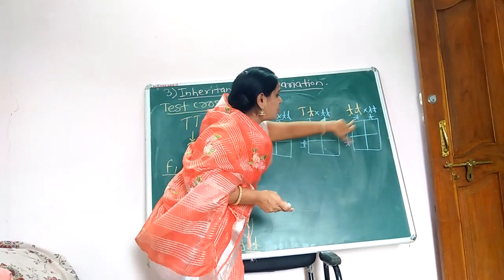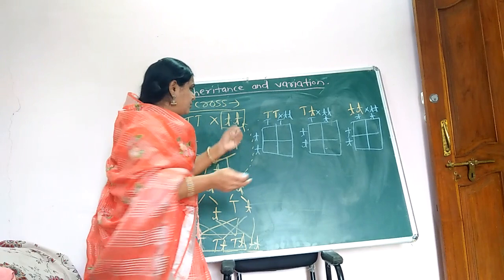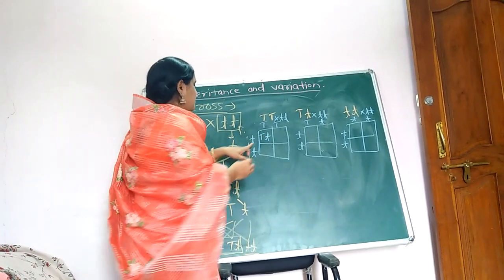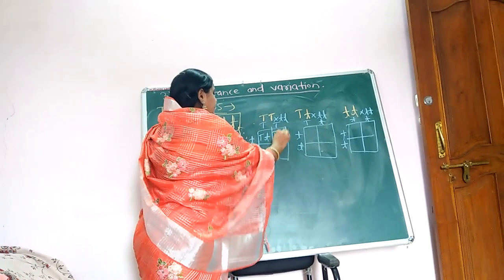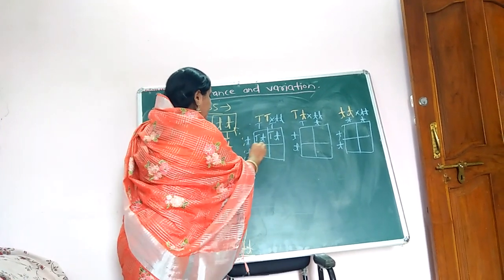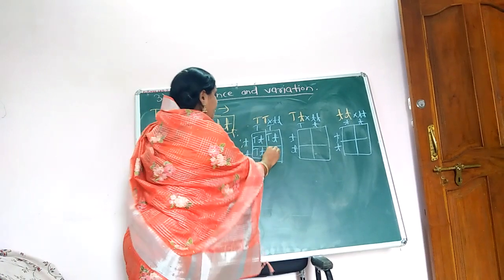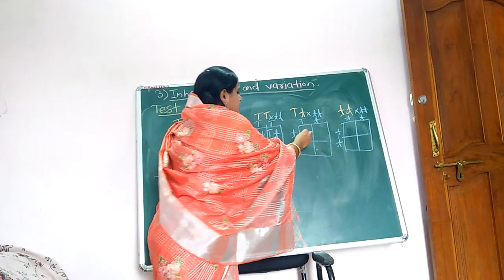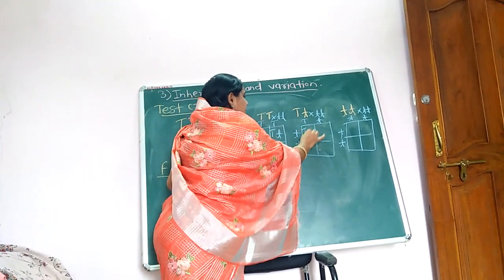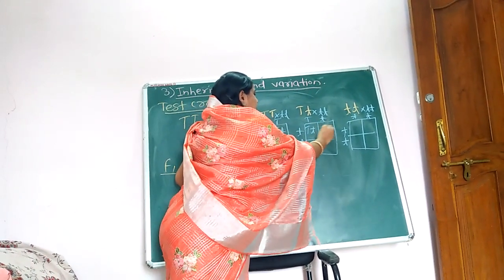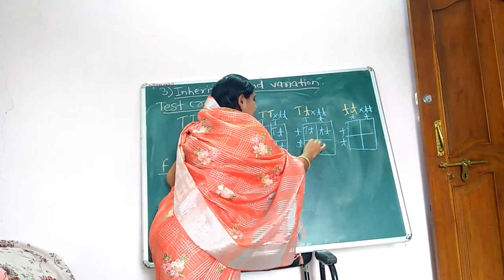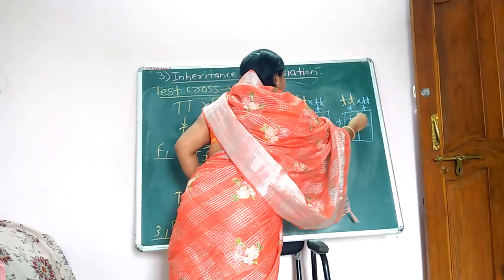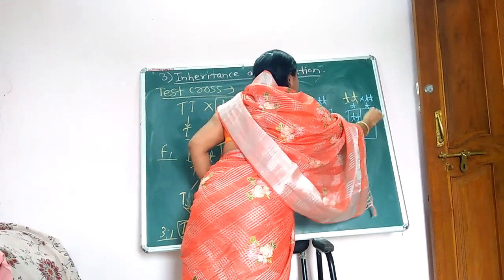Here small t. When these gametes are fused, capital T small t, capital T small t, capital T small t, capital T small t. Then when this is crossed, this is fused, capital T small t, small t, capital T small t. Here all the progeny are small t.